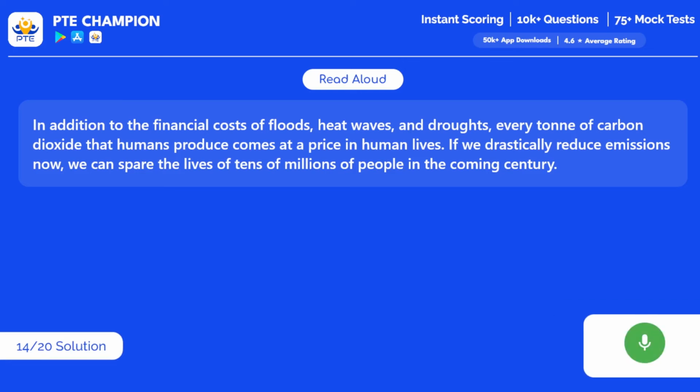In addition to the financial costs of floods, heat waves, and droughts, every ton of carbon dioxide that humans produce comes at a price in human lives. If we drastically reduce emissions now, we can spare the lives of tens of millions of people in the coming century.